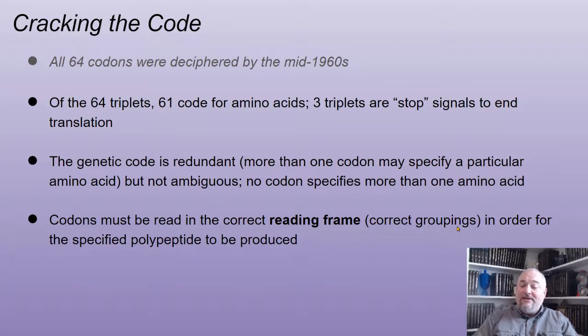Codons must be read in the correct reading frame. In other words, these 3, then these 3, then these 3. You can't read these 3. It won't be right. So it's got to be the first 3, then it reads the next 3, then the next 3.